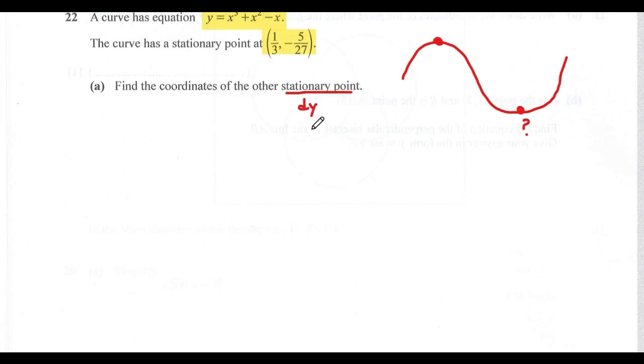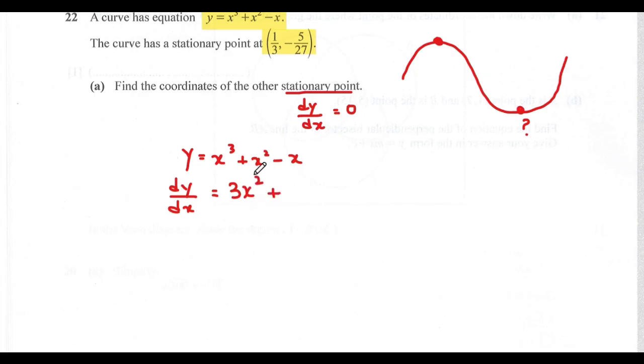And you know, at a stationary point or turning point, the derivative of the equation is 0. So let me take the differentiation of this equation first. I'll write the equation. To take differentiation, the rule is that you multiply the coefficient with the exponent. So 1 times 3 is 3. And then we subtract 1 from the exponent, so it would be 2.